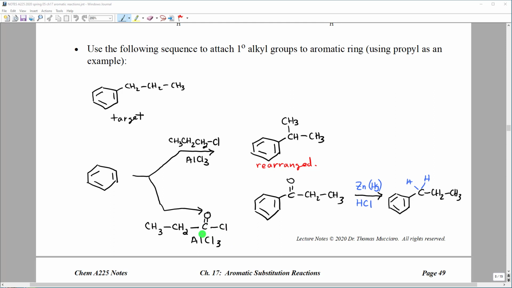We put that in, we react it with AlCl3 in the benzene ring, we get this. Notice that there are 1, 2, 3 carbons attached, but the first carbon is a C double bond O. We can convert that to our desired CH2 with zinc amalgam and hydrochloric acid, and we get N-propyl attached. So this is a way that we can use these reactions to get around limitations.